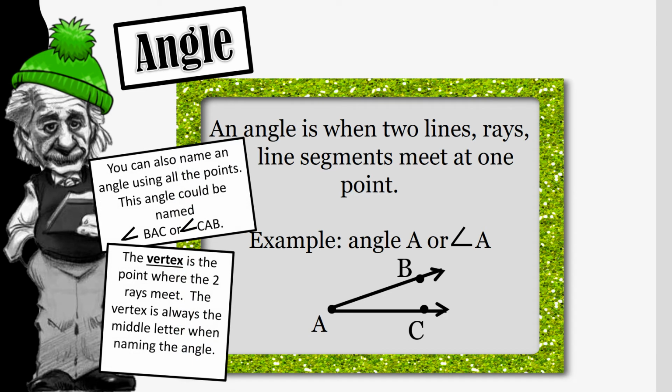You can also name an angle using all the points. So this angle could be angle BAC or angle CAB. Notice that in both of those names, the A is in the middle because that is the actual point of where the angle is. The vertex is the point where two rays meet. This vertex is always the middle letter when naming the angle. So right here, we actually have the angle.